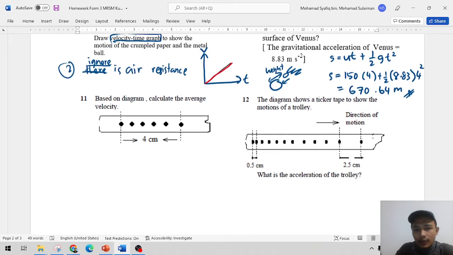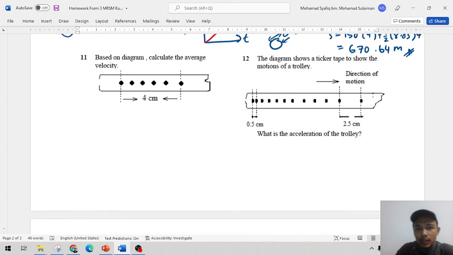Alright, next one we have ticker tape. Okay, so with ticker tape, there is a lot of hidden information. For example, the time from one dot to the other dot is 0.02 second. Also there is hidden information in the pattern. From the pattern, we can tell the velocity of the object.